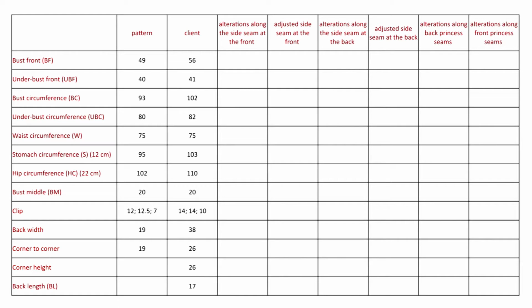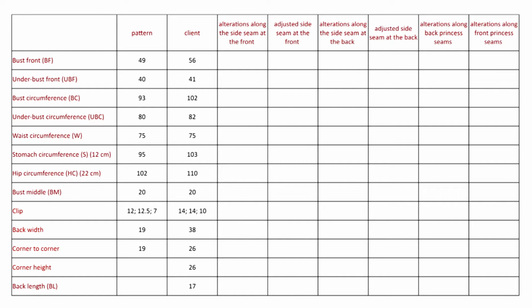Back width, corner to corner, the distance between the corners for attaching the shoulder straps at the back of the dress. Corner height, the distance from the waistline up to the top of the corner for attaching shoulder straps at the back of the dress. Back length. These are the measurements required for constructing or altering the pattern of the dress base.